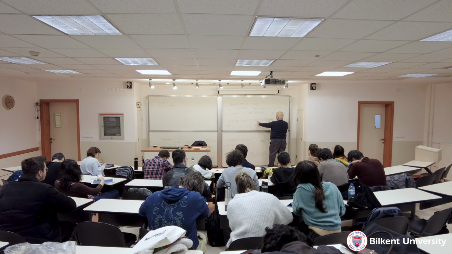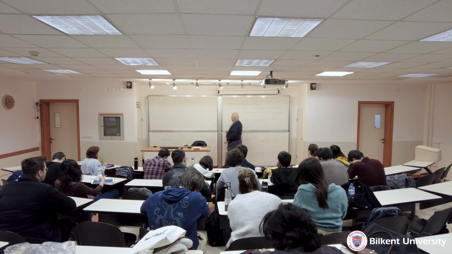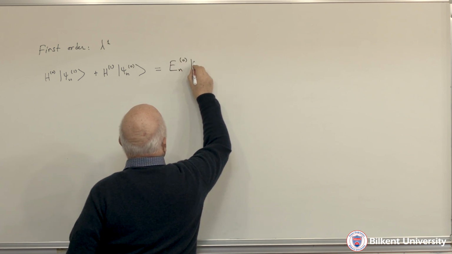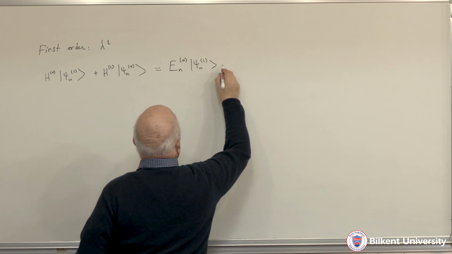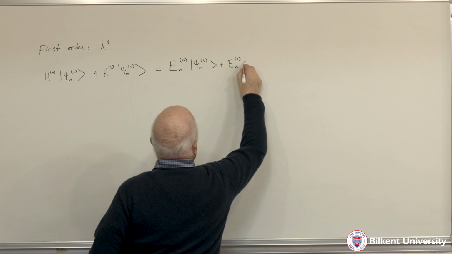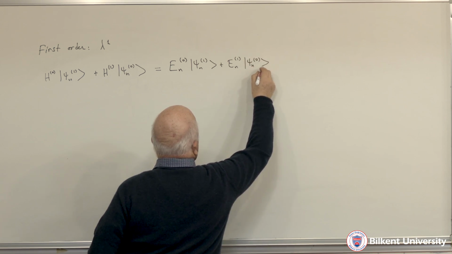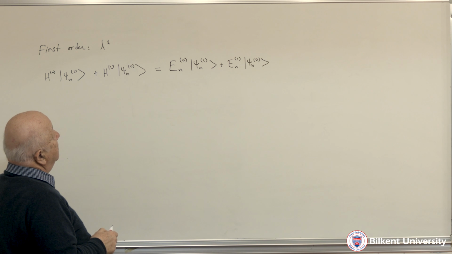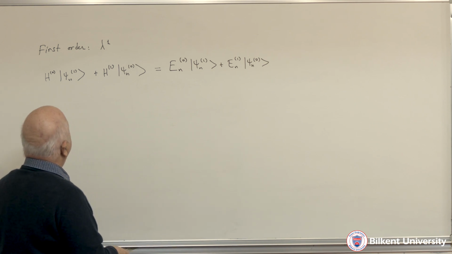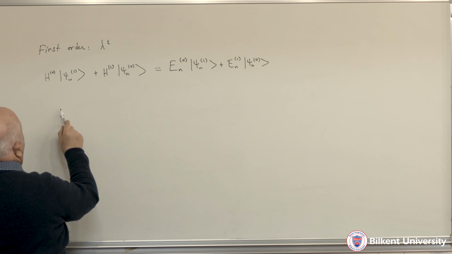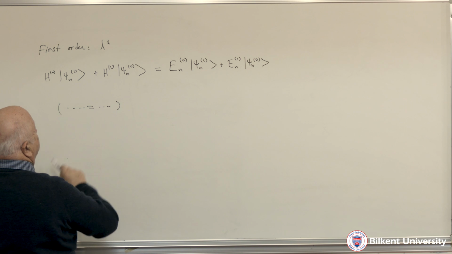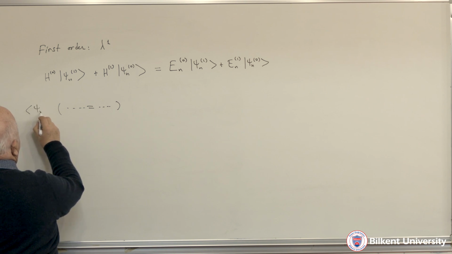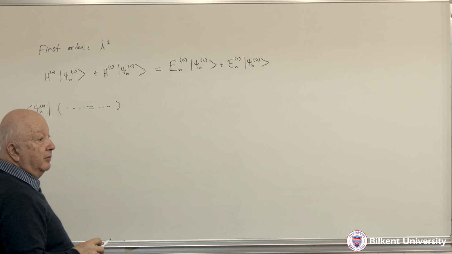Again, I have just two terms: zero order term times first order term, first order term times zero order term. So I'm going to get E_n0 ψ_n1 plus E_n1 ψ_n0. All right, so this is our first order equation. Let me just play around with it. Let me take this whole equation and find the inner product of that with ψ_n0.